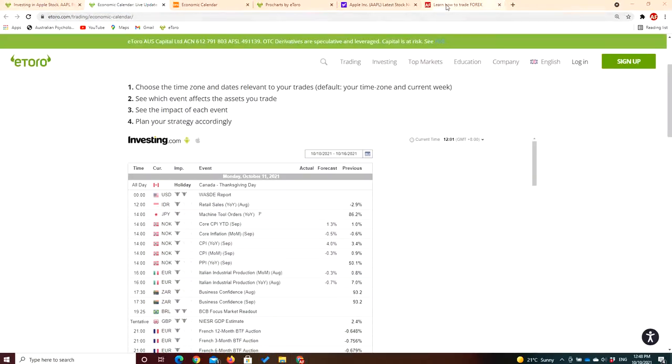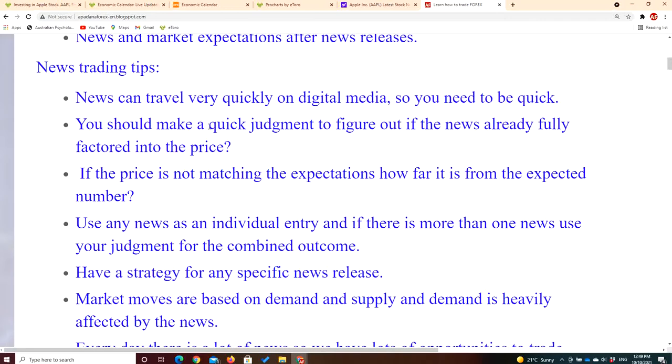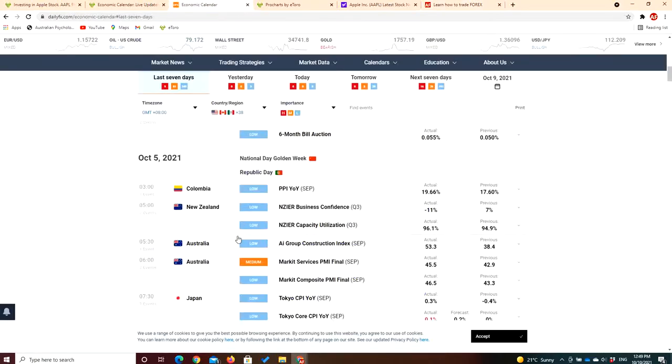So back to the website. News trading tips. So how do you want to do the news trading? First, I'm going to give you some tips. News can travel very quickly on digital media, so you need to be quick. So you need to know what time the news will be released. For example, if you're using the DailyFX calendar here, just set the time zone to your time zone. I'm using GMT plus 8 because this is my time zone anyway.